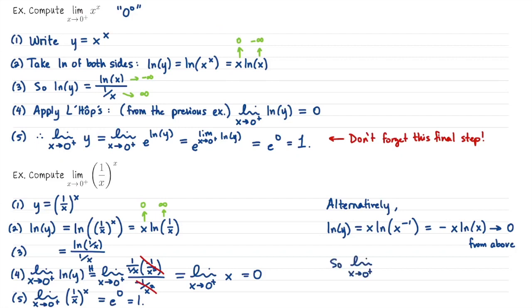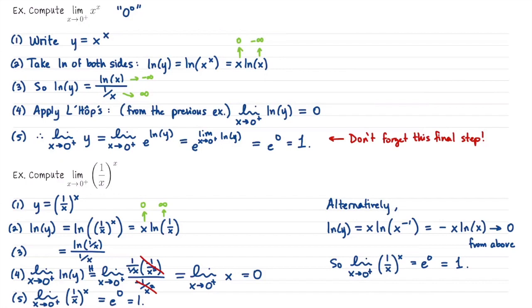So once again, we conclude that the limit as x goes to 0 from the right of (1 over x) to the x is e to the 0, which is 1. So this alternative approach began the same way by taking the natural log. I just did a little bit of algebraic simplification to reduce what we were computing to the previous example.